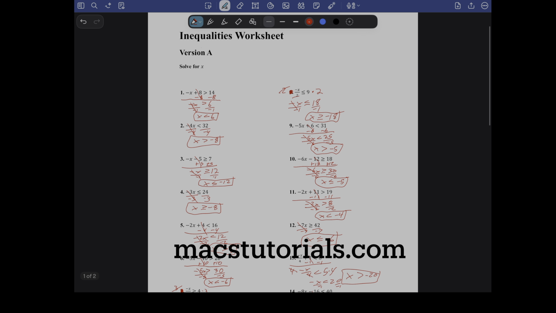Because remember, this was version A. When I do version B, we're going to mix them up. I think you're going to feel super comfortable. If not, watch me go through it, and then hopefully you'll feel that way after that.